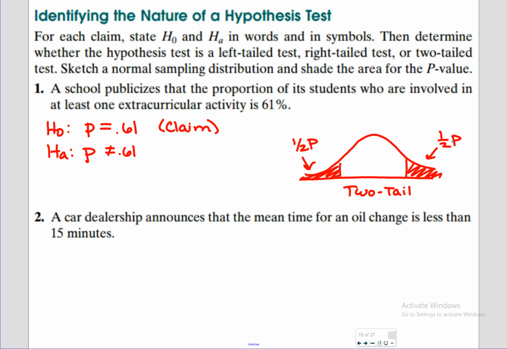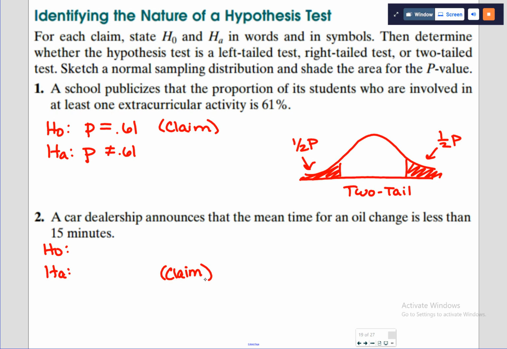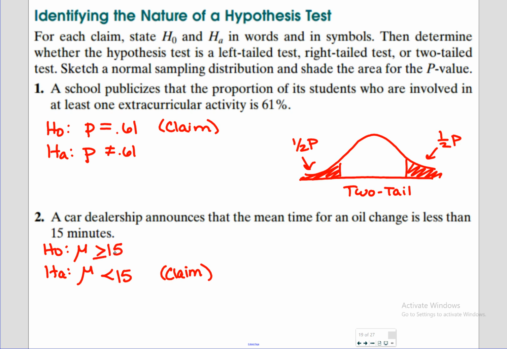All right, number 2, car dealership announces that the mean time for an oil change is less than 15 minutes. So, is the null or alternative my claim? The alternative here is the claim. And the claim is being made about the mean, so make sure you use the appropriate variable there. The mean is less than 15 minutes, which means my null hypothesis is that the mean is greater than or equal to 15 minutes. Is this a left tail, right tail, or two-tail test?